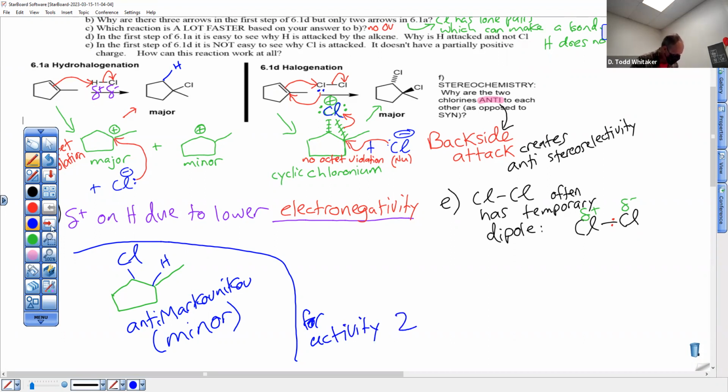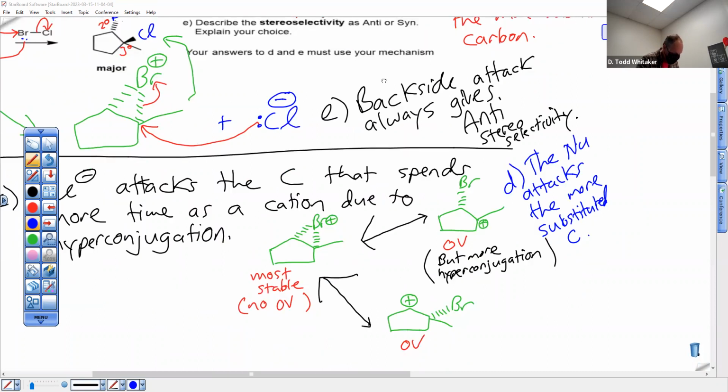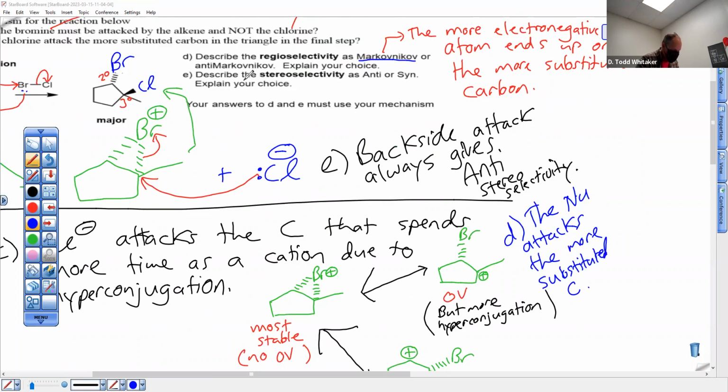And here's activity 2. Okay, and did we cover all these things? Regio, Markovnikov. Stereo is anti. Did we describe why? We didn't? Oh, backside attack always gives anti. We did. End of story. End of video.